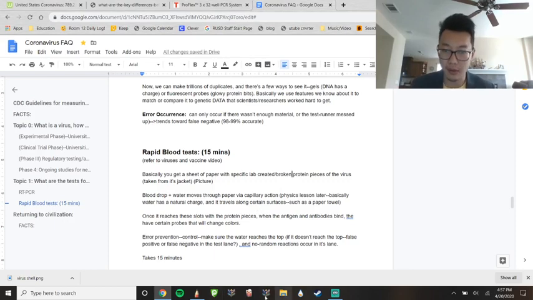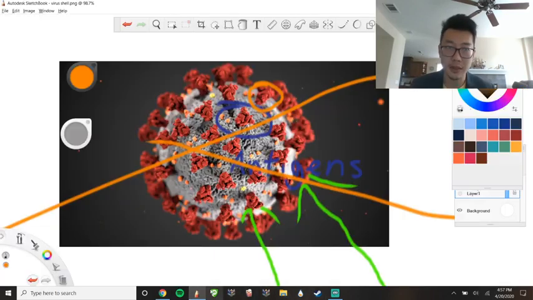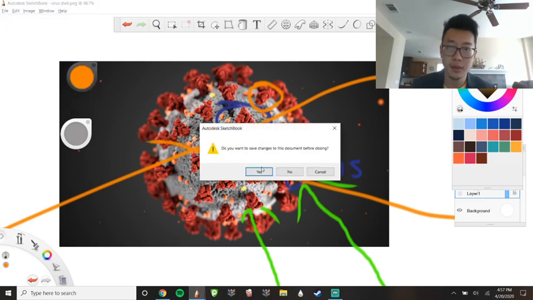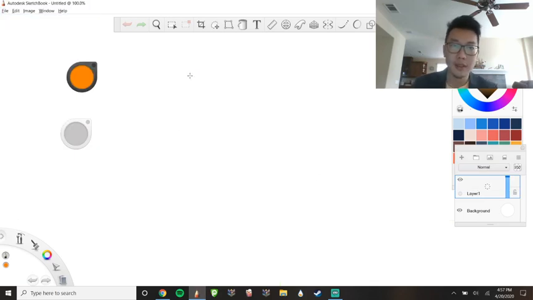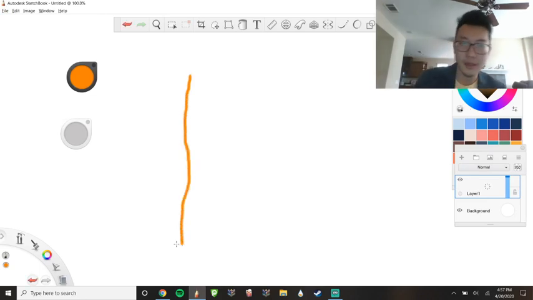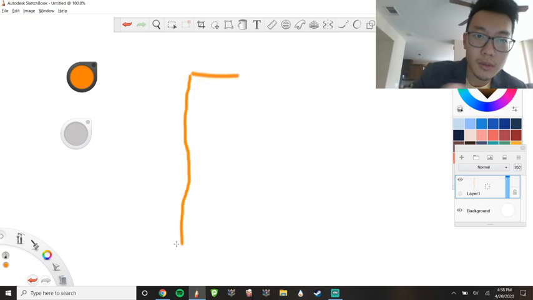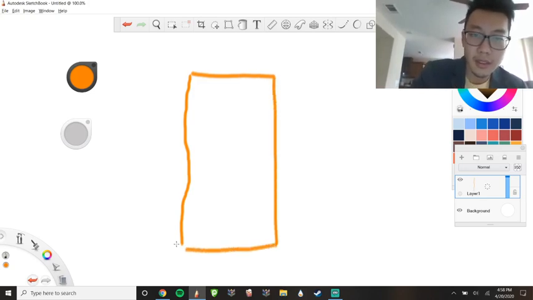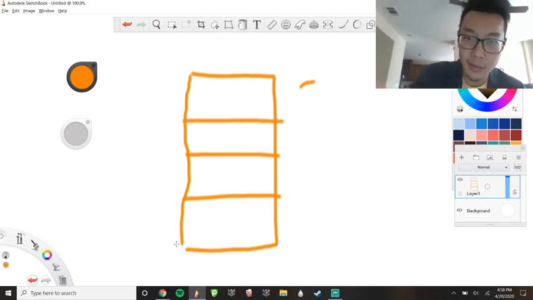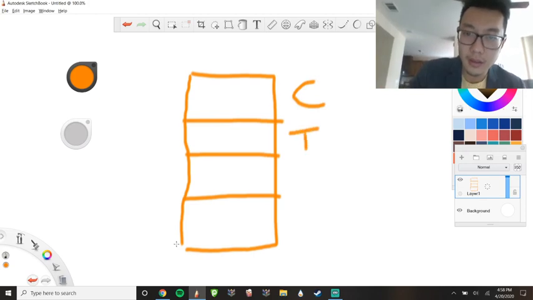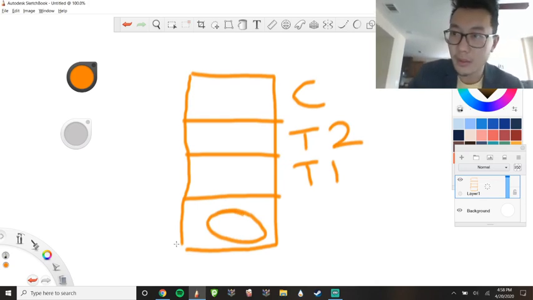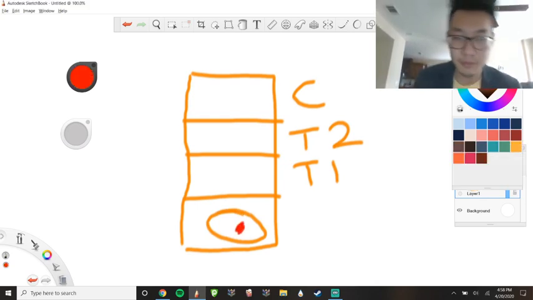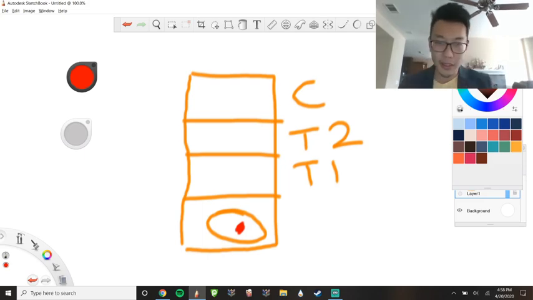And that piece of paper is going to look something like this. And there's going to be little bars. This is C, this is T, T1, T2, and then this is a little slot for you to drop your blood, which we'll use red for. So there's your drop of blood. You got your finger pricked, you drop the dollop of blood on here.